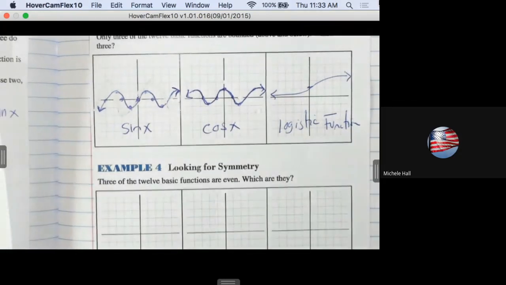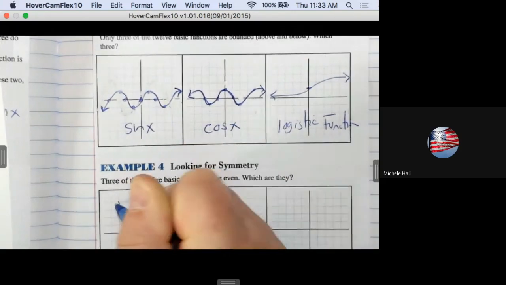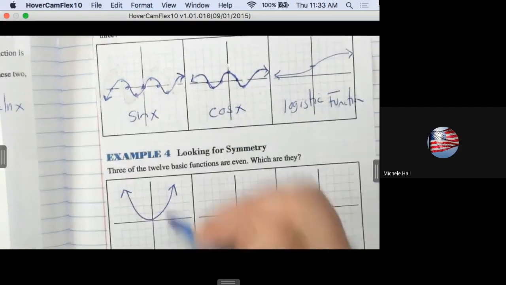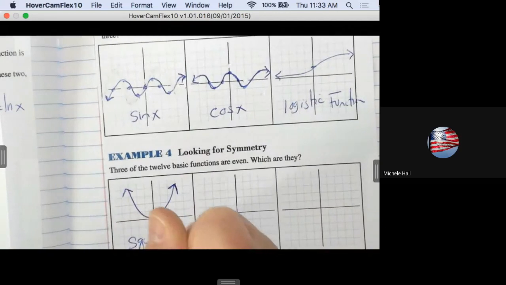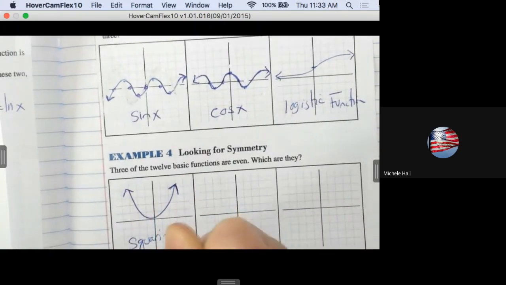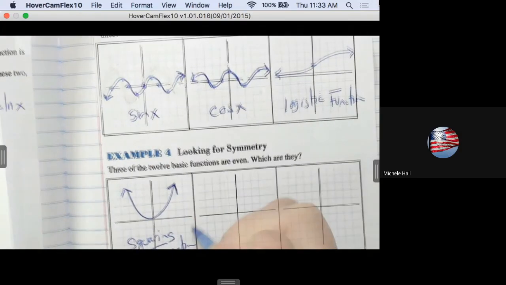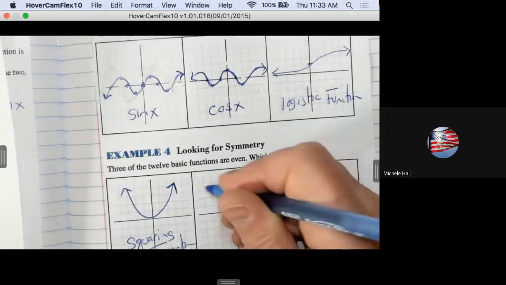I'm going to start with the first two. We have this one, quadratic. I call it the squaring function. See, these are all weird names. All right, I'm going to use it though. Squaring function, which is x squared. And the other one was the absolute value.